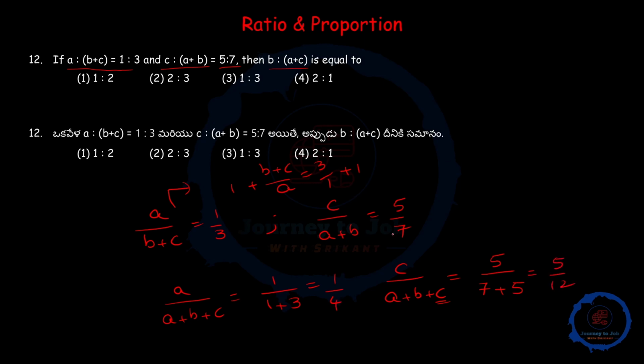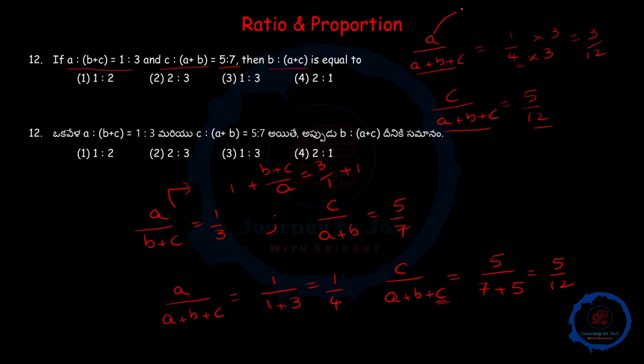సో ఫైనల్లీ ఇక్కడ మనకి ఏమొచ్చింది? a by (a plus b plus c) ఈజ్ 1/4, c by (a plus b plus c) ఈజ్ 5/12. సో ఇక్కడ a plus b plus c వాల్యూ 12 ఉంది, ఇక్కడ a plus b plus c వాల్యూ 4 ఉంది. సో జస్ట్ మేక్ ఇట్ సేమ్. సో మల్టిప్లై విత్ 3, డివైడ్ విత్ 3. సో దిస్ ఇస్ 3/12. నౌ సేమ్.